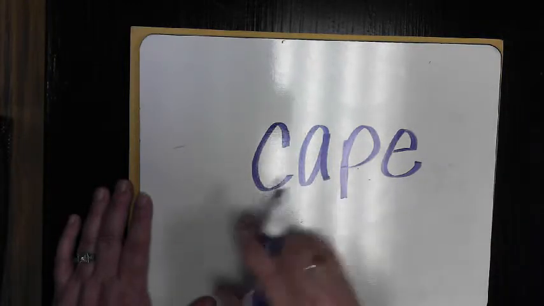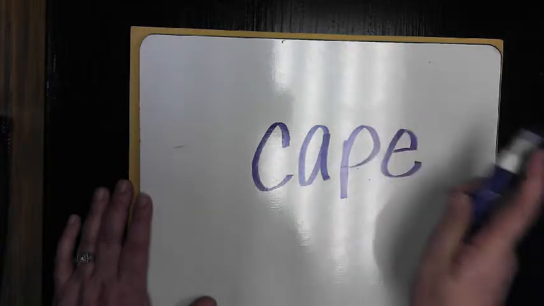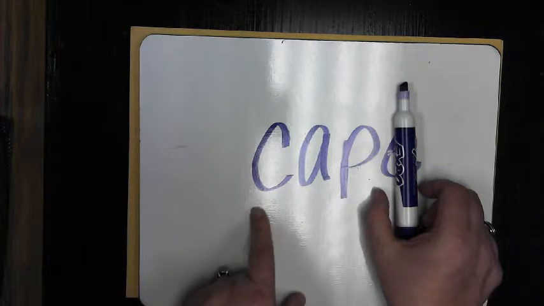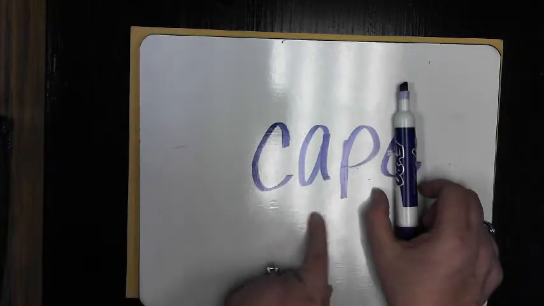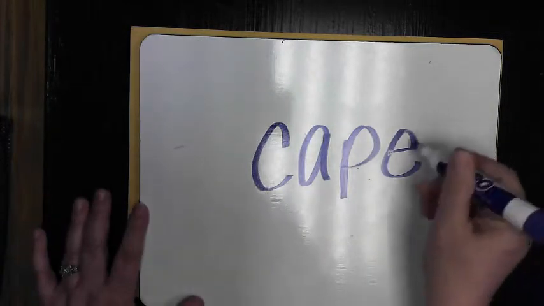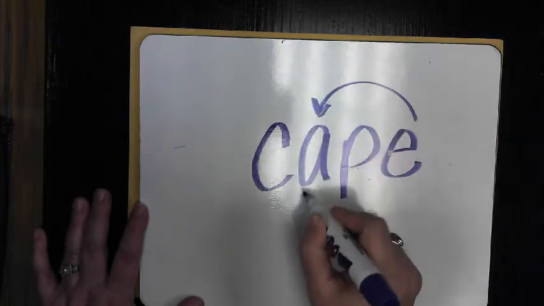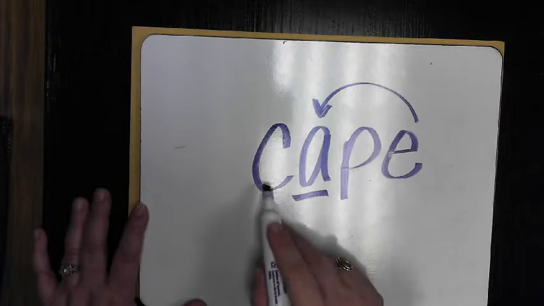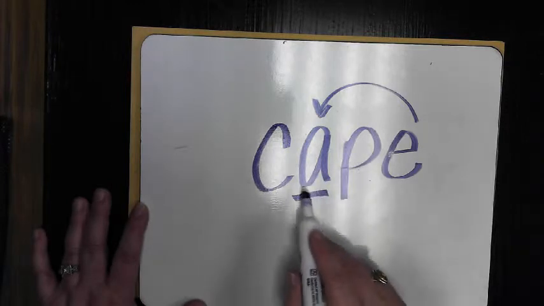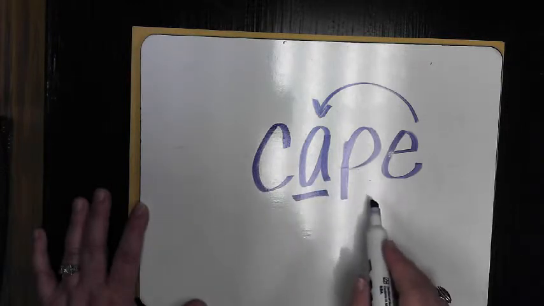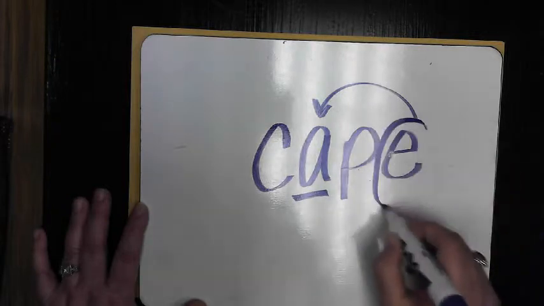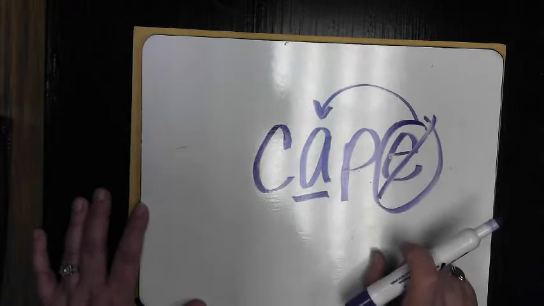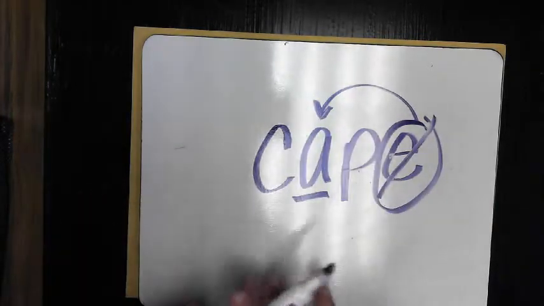So let's look at this word. If I take away the E, I would have k, a, p, ap, cap. When I add that E, it tells the other letter, the other vowel, to say its name. So instead of cap, I now have k, ape, cape, like a superhero wears. And that E is so busy being bossy to the A that it doesn't even make a sound, because it's so busy telling the other letter to say its name.